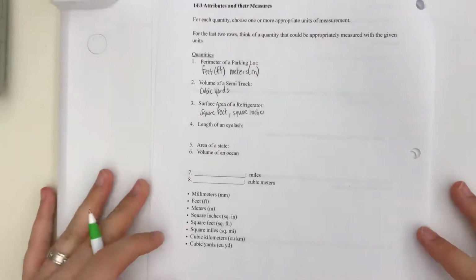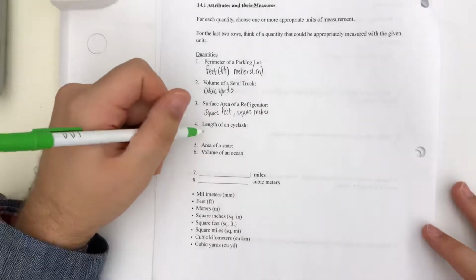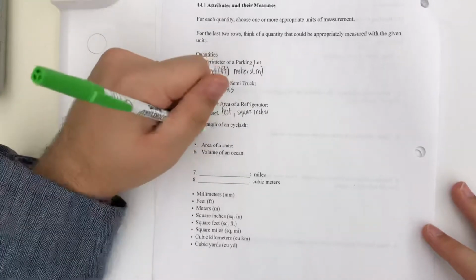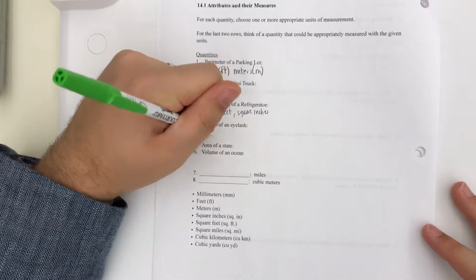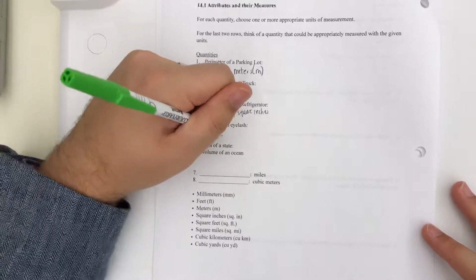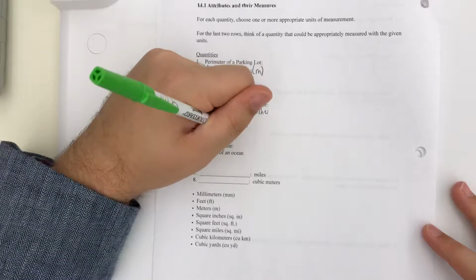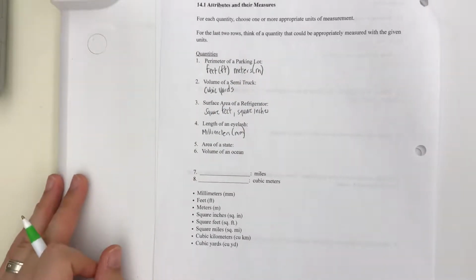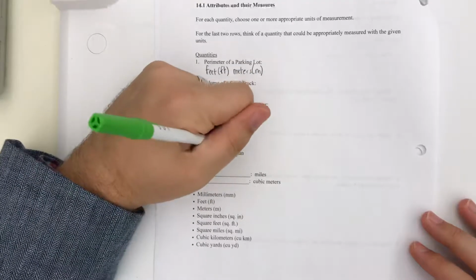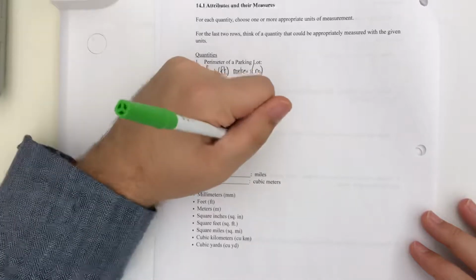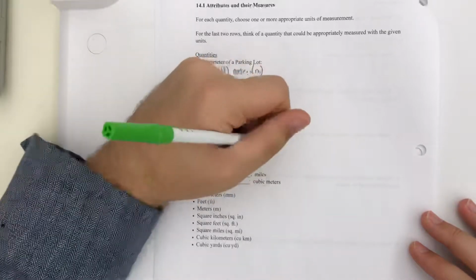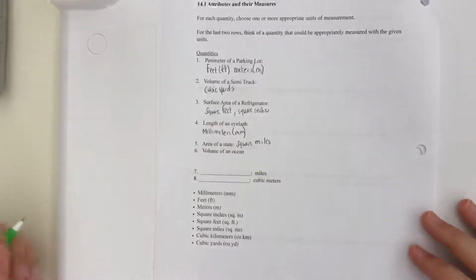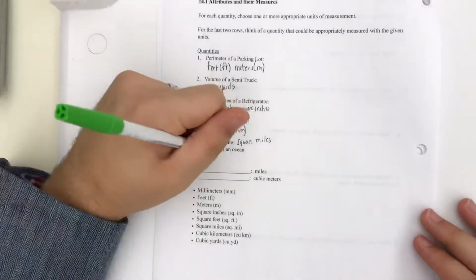The length of an eyelash is really small, so we're just talking about the length of it, which is one-dimensional. We're going to use millimeters. The area of a state, remember area talks about multiplying two numbers together, therefore you should have square something. So for area of a state, square miles. And then the volume of an ocean, cubic kilometers.